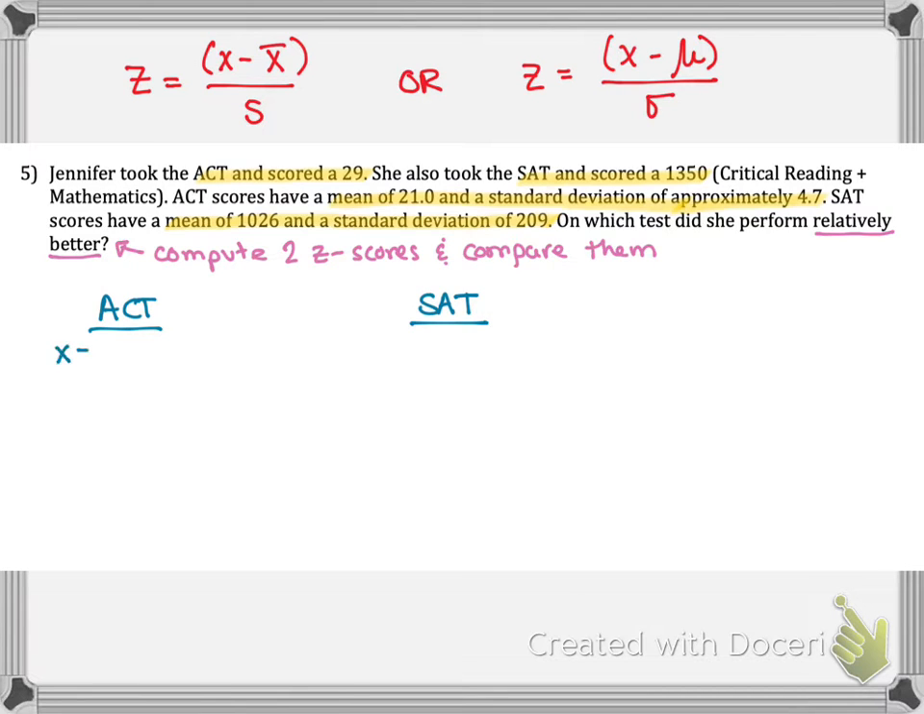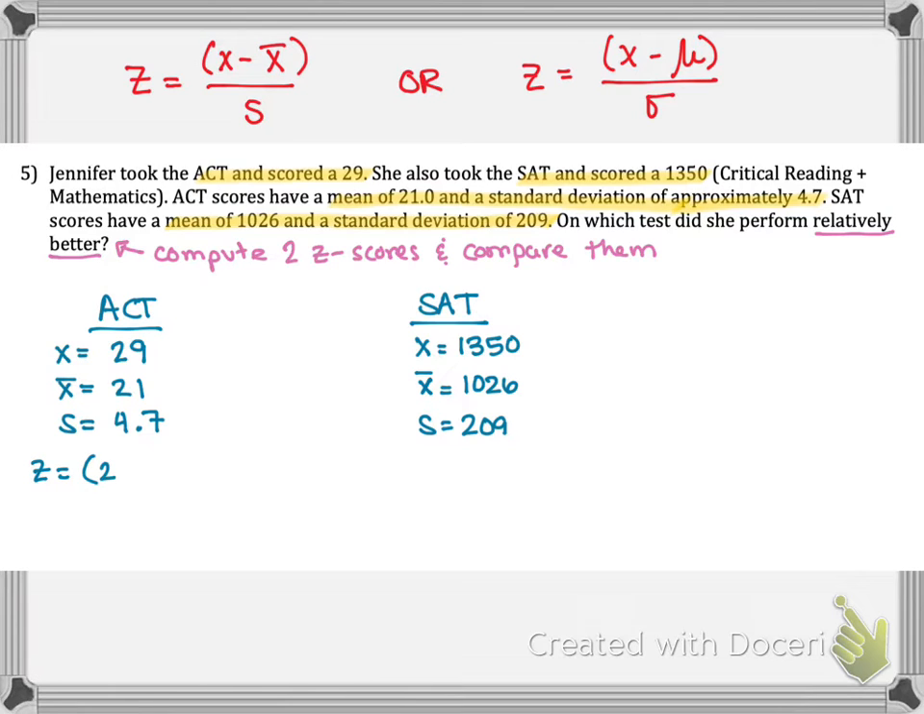So for the SAT, we need an x bar and an s. And for the ACT, we need the same, x bar and s. So for the ACT, we know the mean was 21 and the standard deviation was 4.7, meaning her actual score is our x value. For the SAT, we know the mean was 1026, the standard deviation was 209, and her actual value is left as her score, 1350. So now we do our z-score computations.